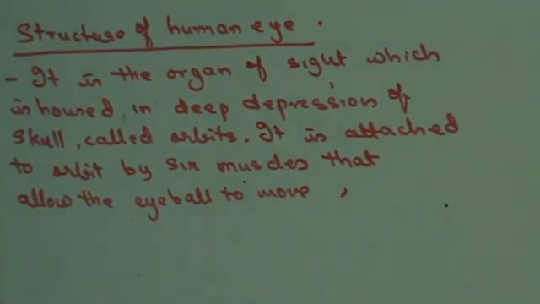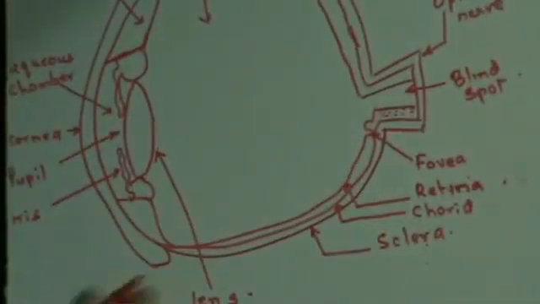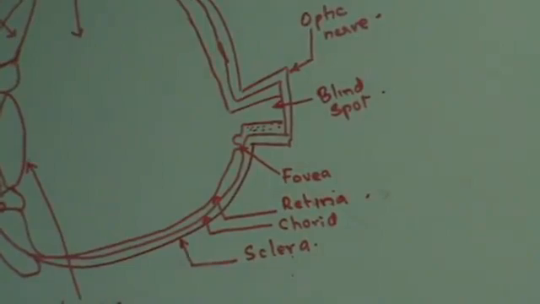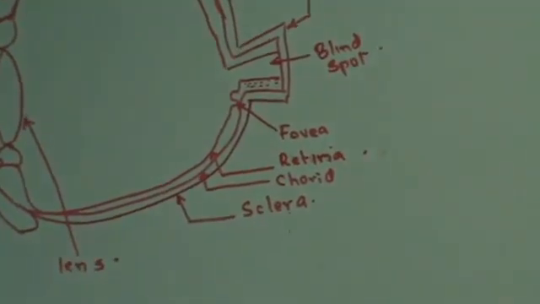You can see this in the diagram, guys. We have 3 different layers: the sclera, the choroid, and the retina. You have 3 layers which form the walls of the eyes.